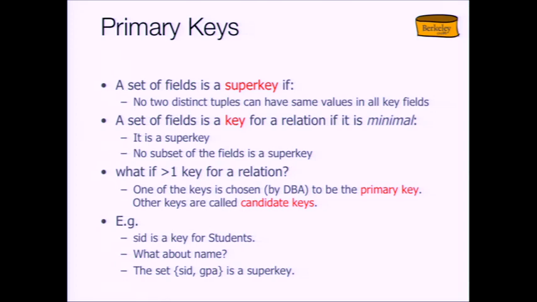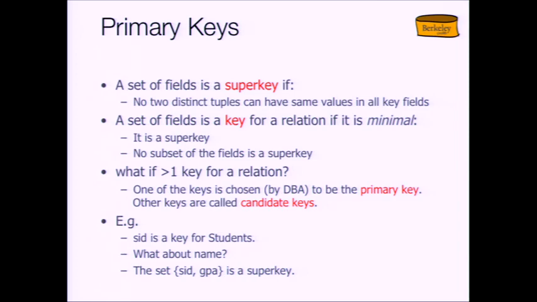And then, of course, it may turn out that you have multiple keys for a relation. So you might have somebody's student ID, and you might have a sample of their DNA, or their thumbprint or something. Those are all things that could be unique to that person. So those are all keys. If they're all minimal, they're all keys.